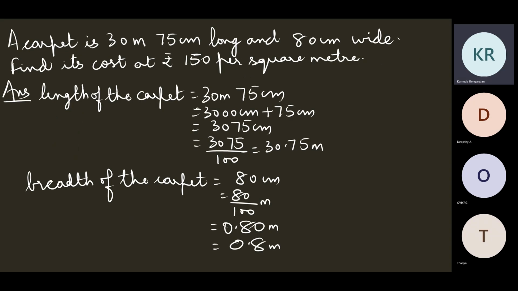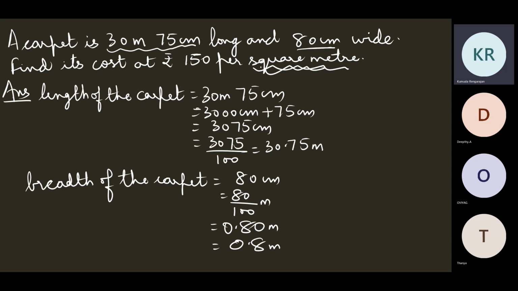Now the dimensions of the carpet are given to you. The carpet is so many meters and centimeters long and so many centimeters wide. And now the rate is given per meter square. It will be given per meter square because it's about area. It will be given in meter square or centimeter square, because I told you carpeting activity is about area.